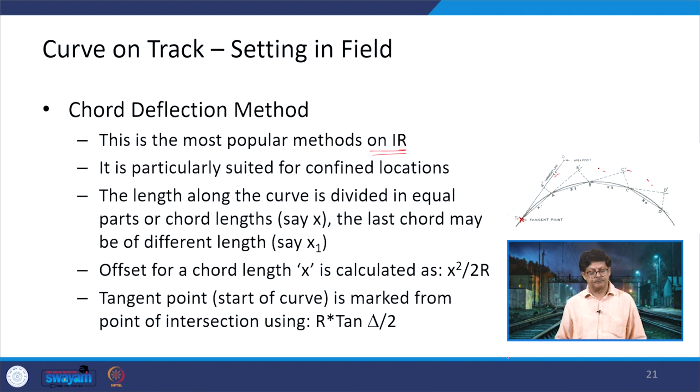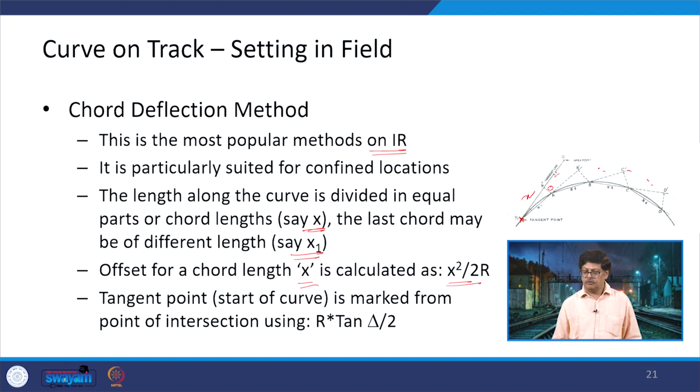So, what we do here, the length along the curve is divided into equal parts of chord length, say x. It is not necessarily that everything is 100 meters, divided by 10 you get everything as 10 meters; sometimes say it is 108. So, the last one will be 8 meters. So, there is a change in the last chord, which can be say x1. Now, the offset for a chord x is calculated, which is x square divided by 2r. So, you have gone to x distance and you have calculated the offset.